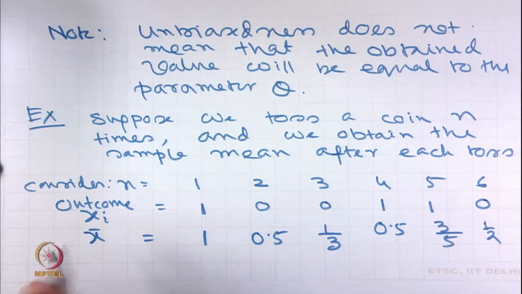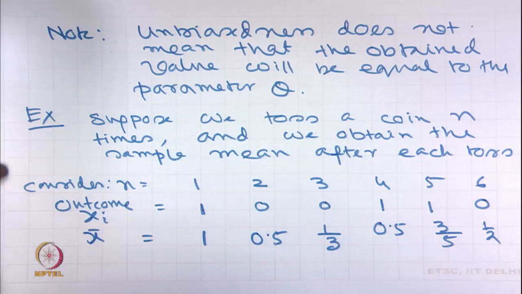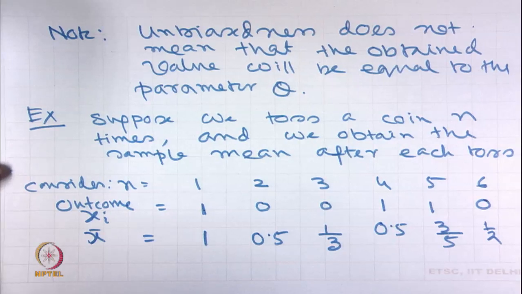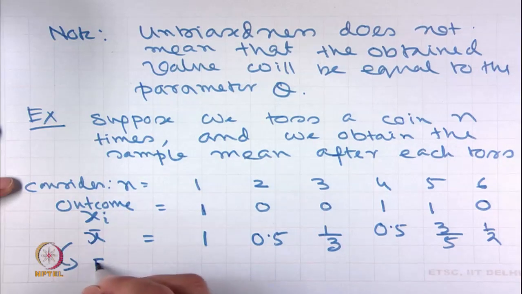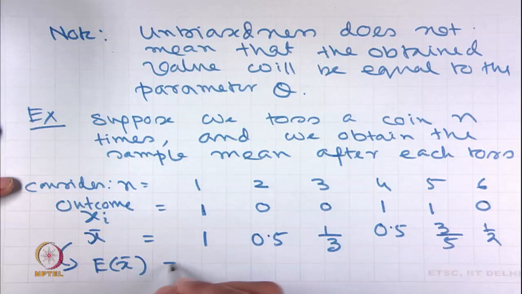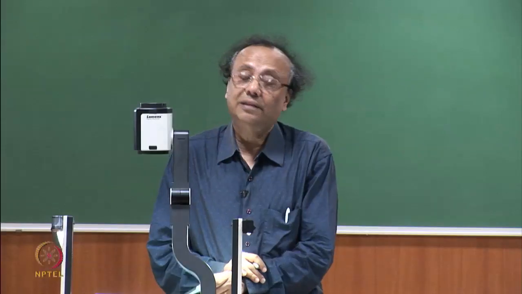So, depending upon how many tosses you have actually done, the obtained value of the statistic can change. It is not mandatory that they will be equal to the actual value of the parameter, but what we are saying is that if we consider its expectation, that is going to be equal to P. I hope the distinction is clear.